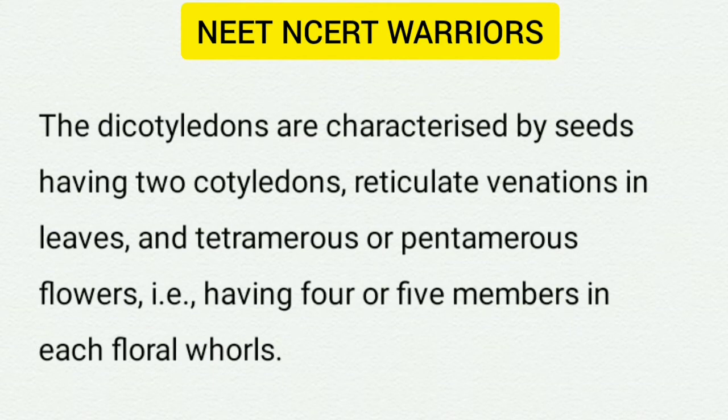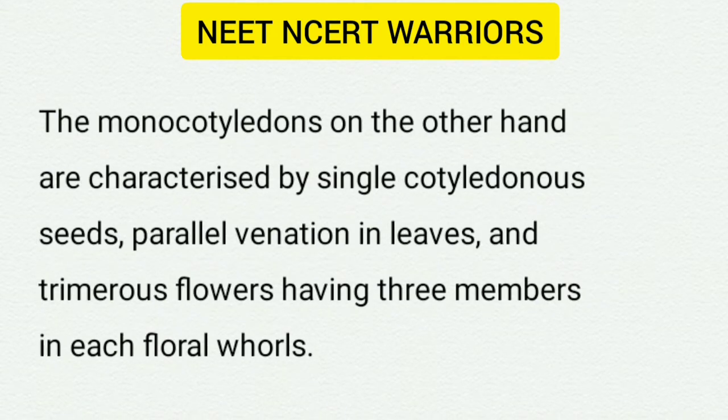The dicotyledons are characterized by seeds having two cotyledons, reticulate venation in leaves, and tetramerous or pentamerous flowers, that is, having 4 or 5 members in each floral whorl. The monocotyledons, on the other hand, are characterized by single cotyledonous seeds, parallel venation in leaves, and trimerous flowers having 3 members in each floral whorl.